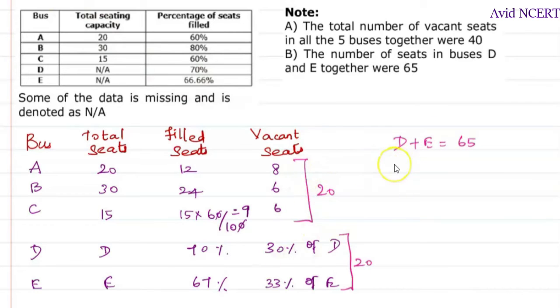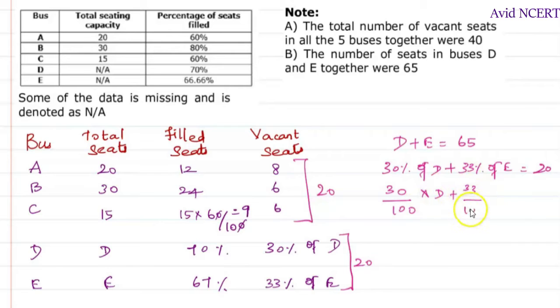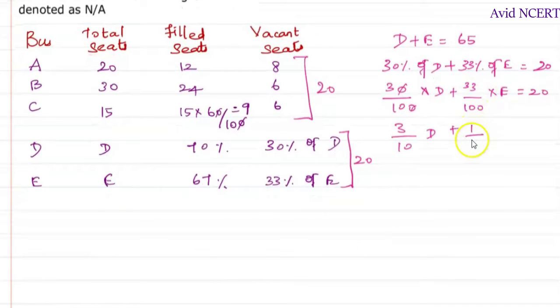And 30% of D plus 33% of E equals 20, which is 30 by 100 times D plus 33 by 100 times E equals 20. So this can be simplified as 3 by 10 D plus 33 by 100, which is approximately 1 by 3, E equals 20. This is approximately, which is 33, 1 times is 33 and 33, 3 times is 99.